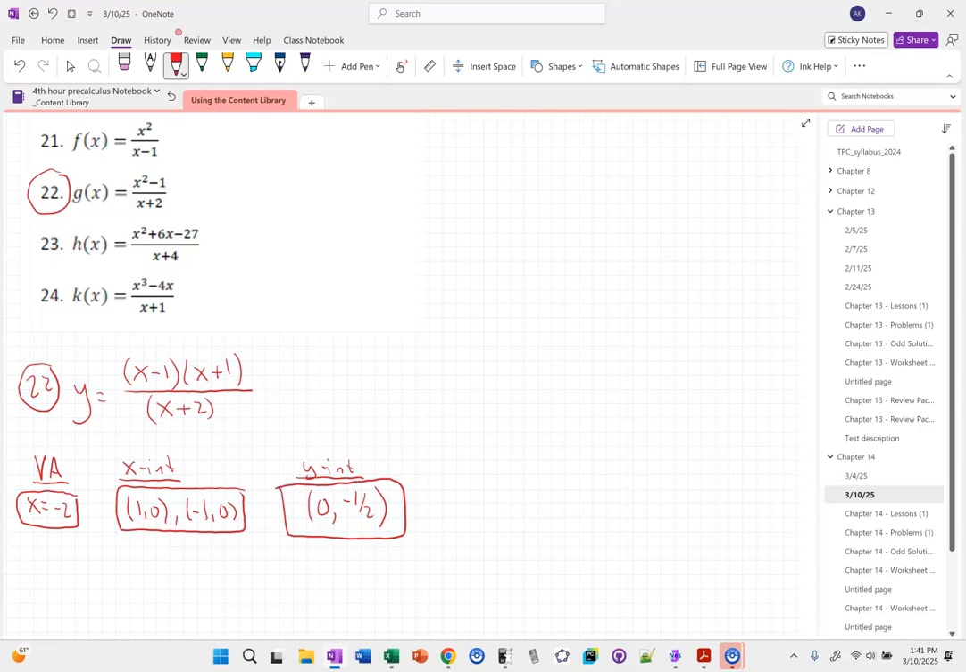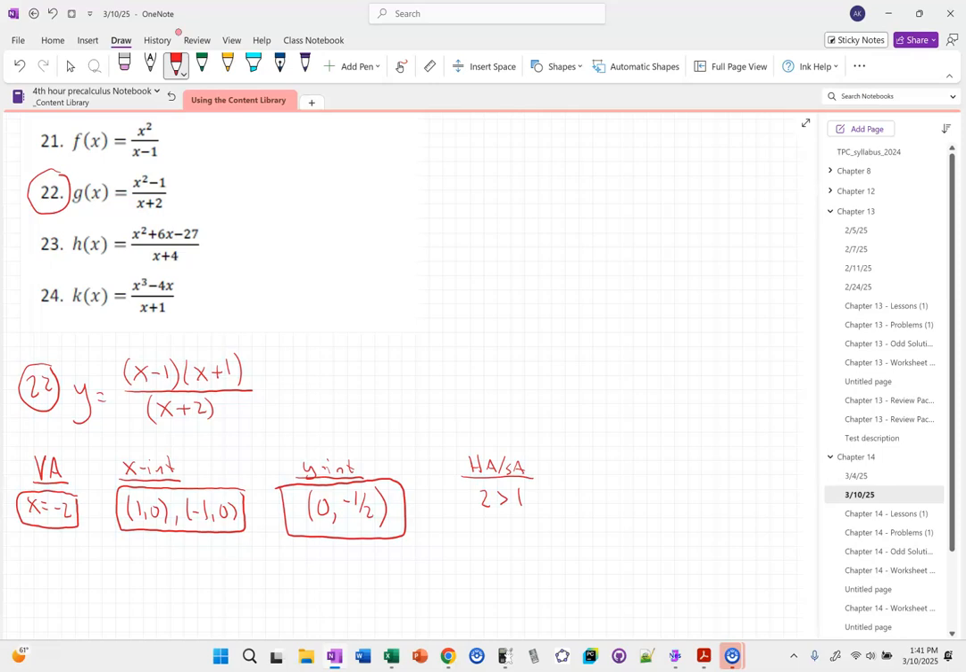That's not quite right. Next up, we've got to find those horizontal or slant asymptotes. Which one do I have in this case? What do I need to look at to tell? The degrees. What's the degree on top? What's the degree on bottom?